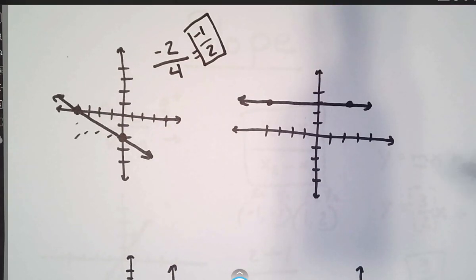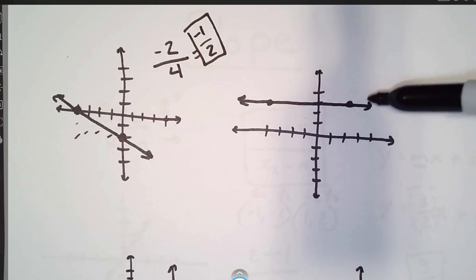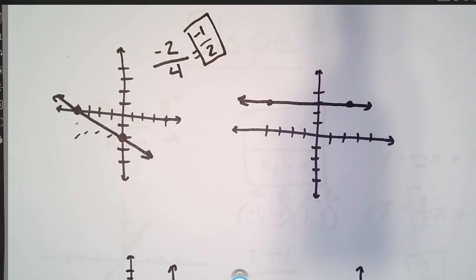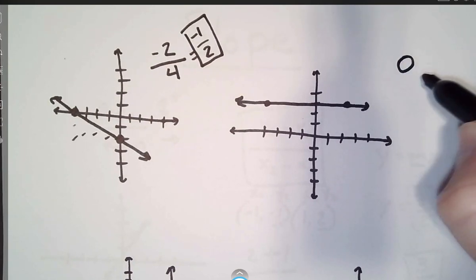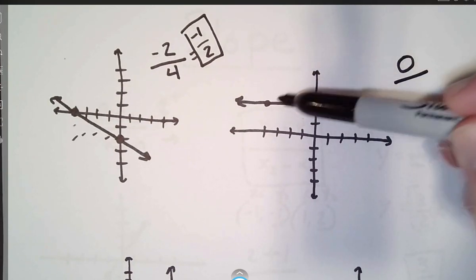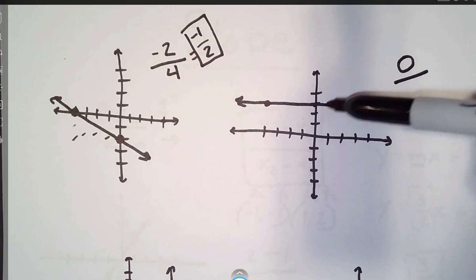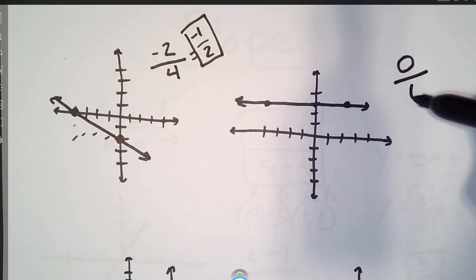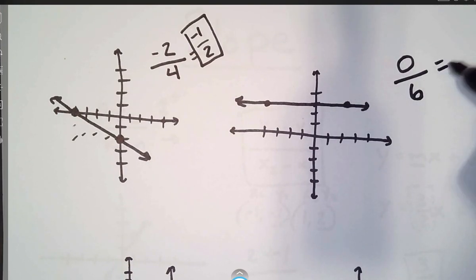Okay, our next one. How far up and down do we go? Well, we don't go up and down at all. So I'm going to say 0 on the top. Then I go over 1, 2, 3, 4, 5, 6. And 0 divided by 6 is 0.